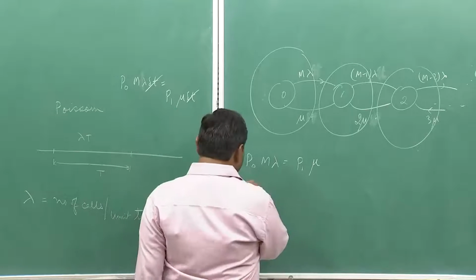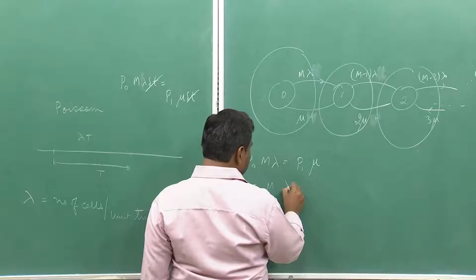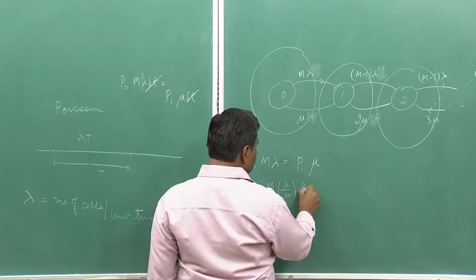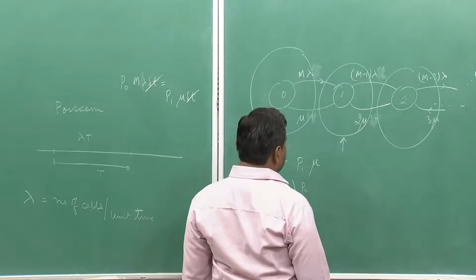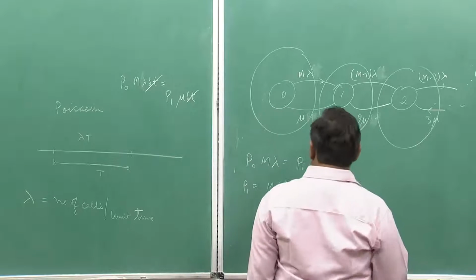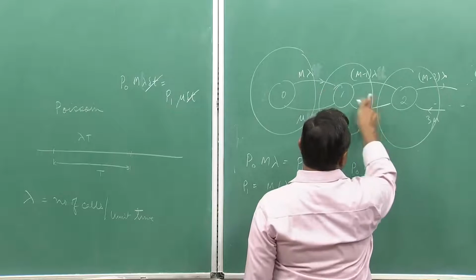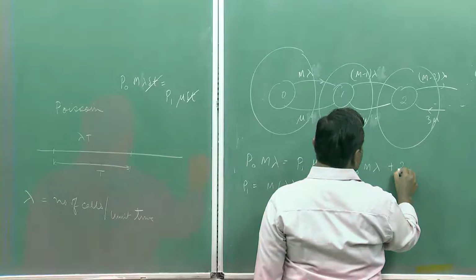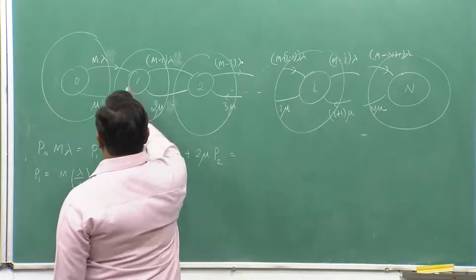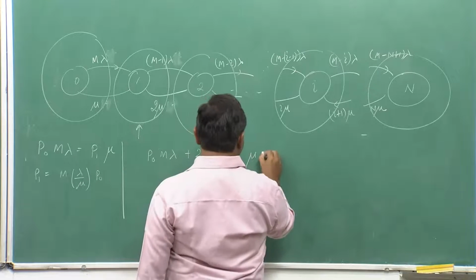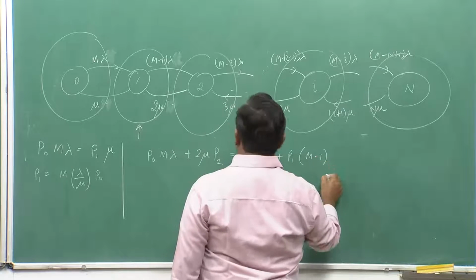Which gives me P1, I can solve it, as m lambda by mu P0. I can look at the second surface and write down my equation. This will turn out to be P0 m lambda, that is an incoming rate. One incoming rate is from this side, 2 mu P2. The outgoing rate is mu P1 plus P1 m minus 1 lambda.